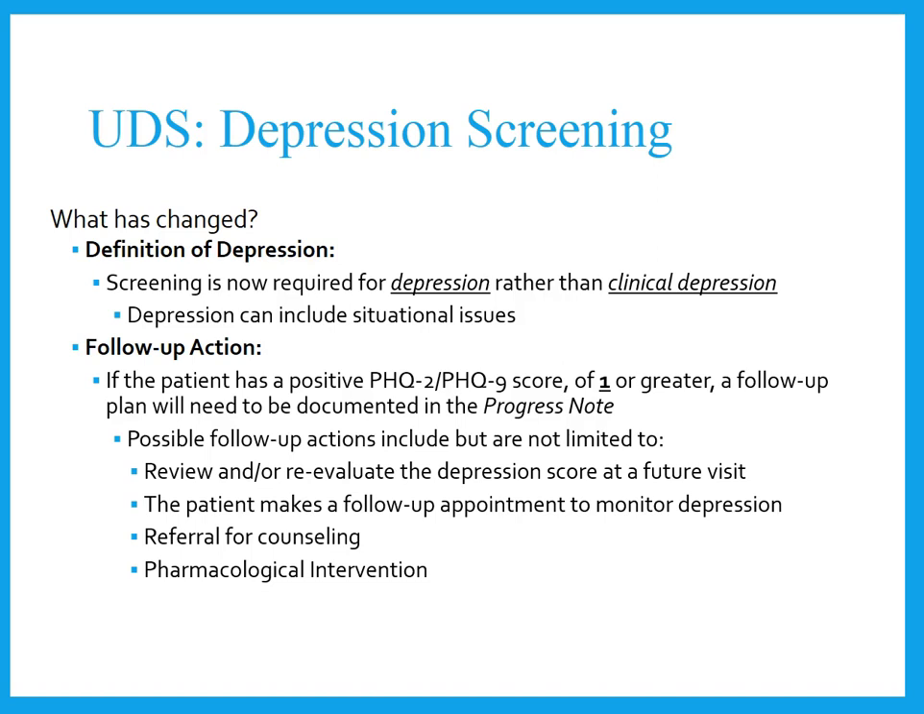For the follow-up action, if the patient has a positive PHQ-2 or PHQ-9 or score of 1 or greater, a follow-up plan needs to be documented in the progress note. Possible follow-up actions include, but are not limited to, review and/or reevaluate the depression score at a future visit. The patient makes a follow-up appointment to monitor depression. A referral can be made for counseling or pharmacological intervention.